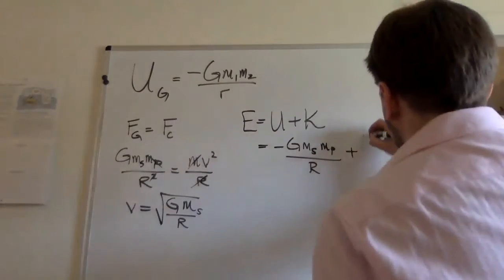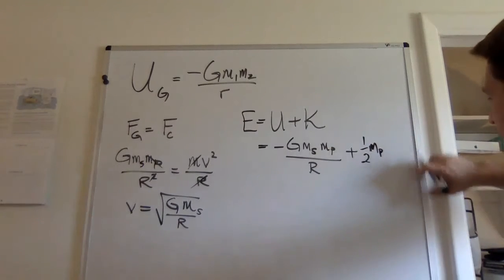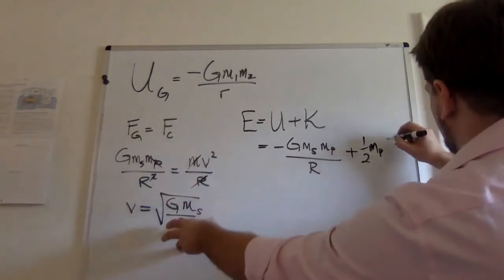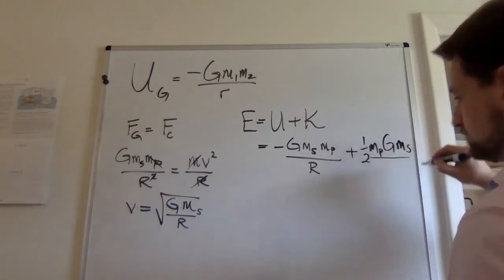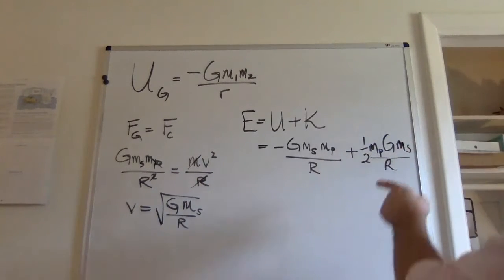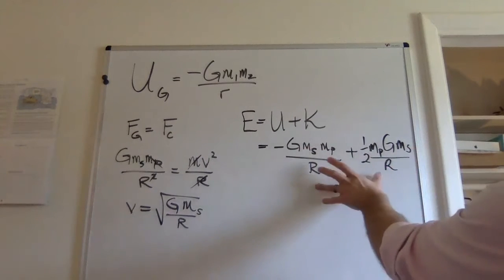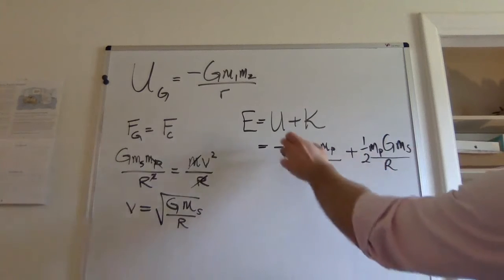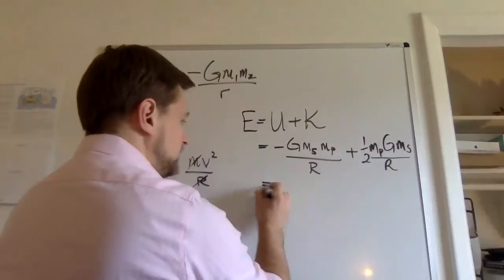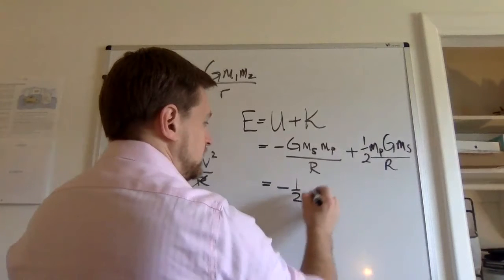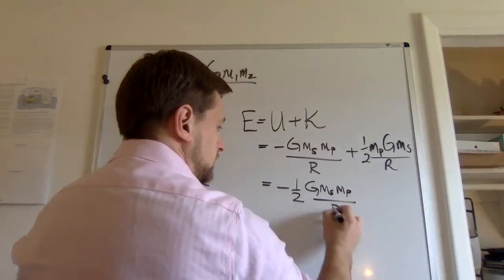excuse me, 1/2 the mass of the thing that's doing the orbiting, v squared. So we can get rid of the radical and we just have G M over r. G M over r, but there's a half. So this is minus a thing plus half that thing again. So minus half G M over r.